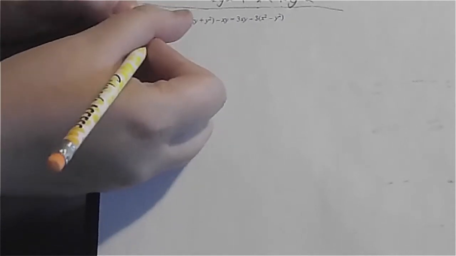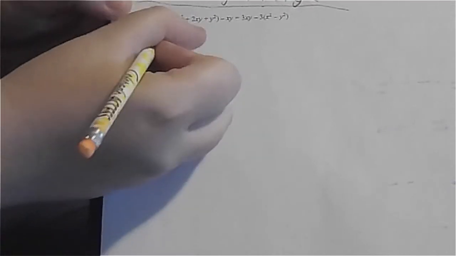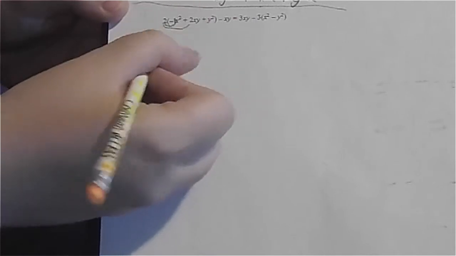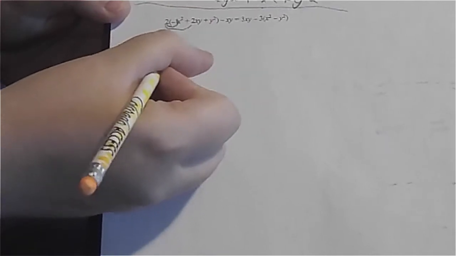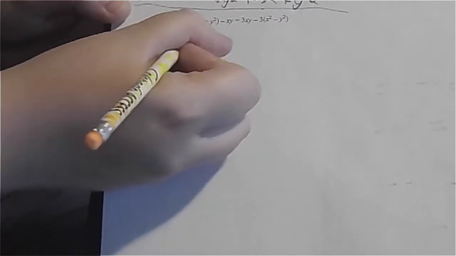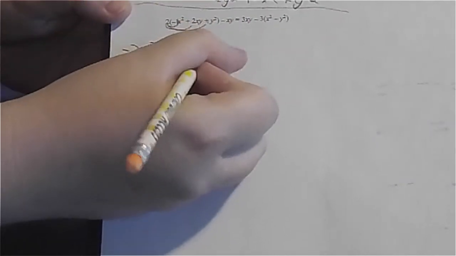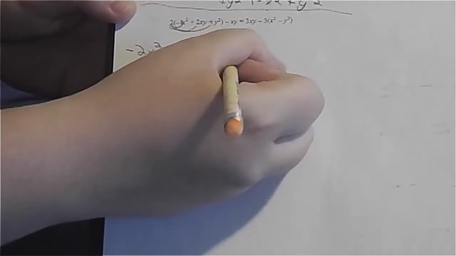So 2 times negative x squared. Well, it's a pretend negative 1 that we don't have to write. And 2 times negative 1 is negative 2, and they're x squareds. Then I times it to the 2xy's. Well, 2 times 2 is 4, and they're xy's. Then I also have to times it to the plus y squared. Remember, it's 1y squared. So I'm going to write the 1, and 2 times 1 is 2, and they're y squareds.